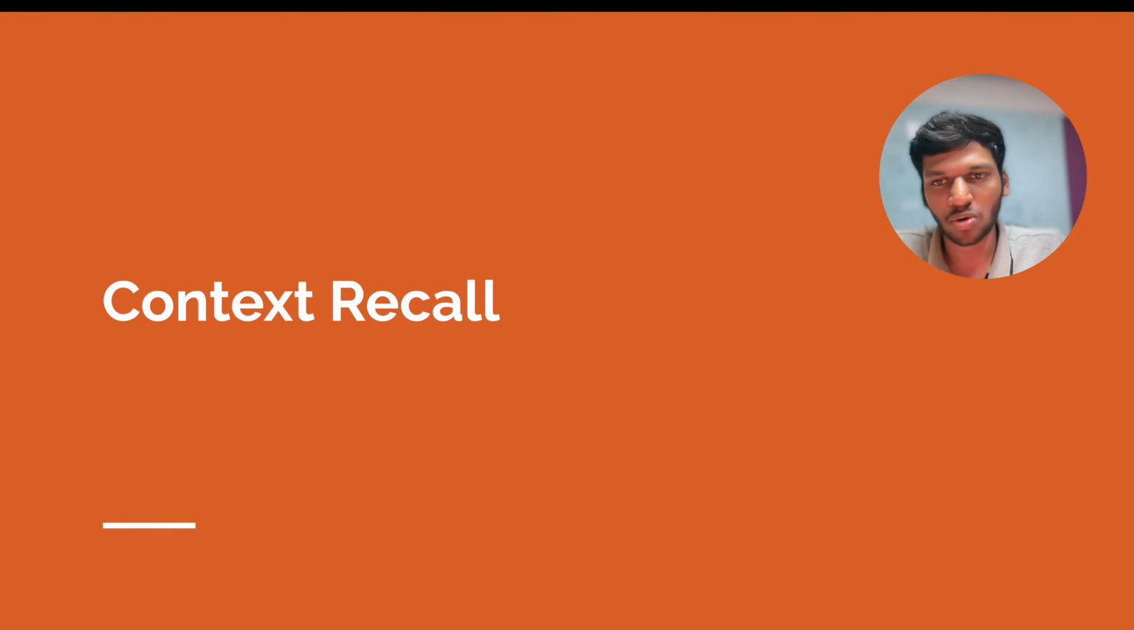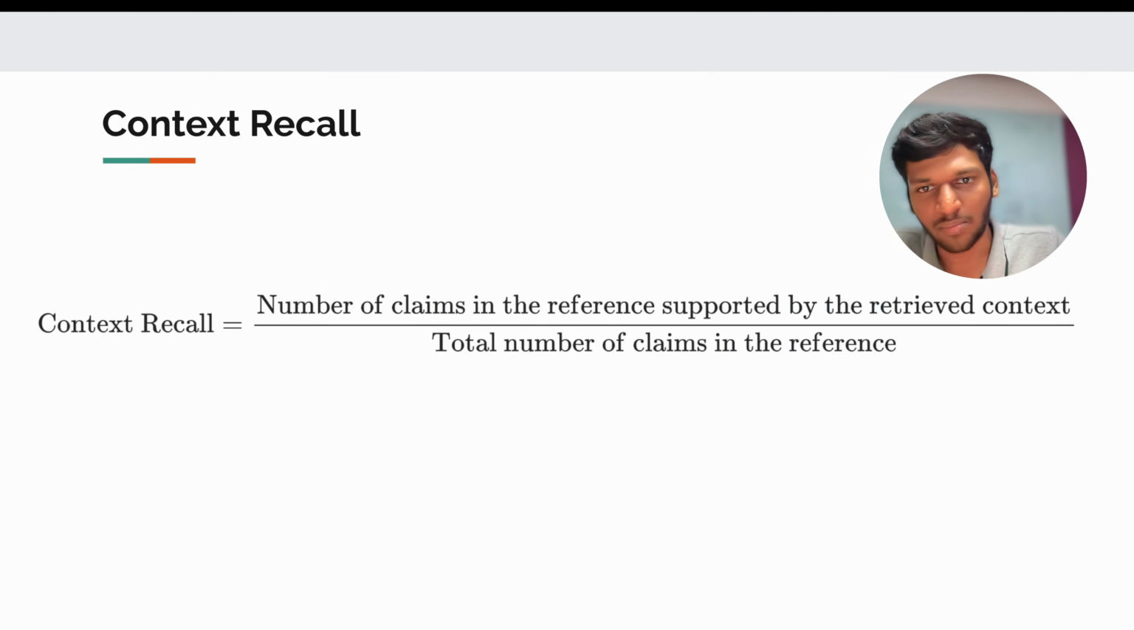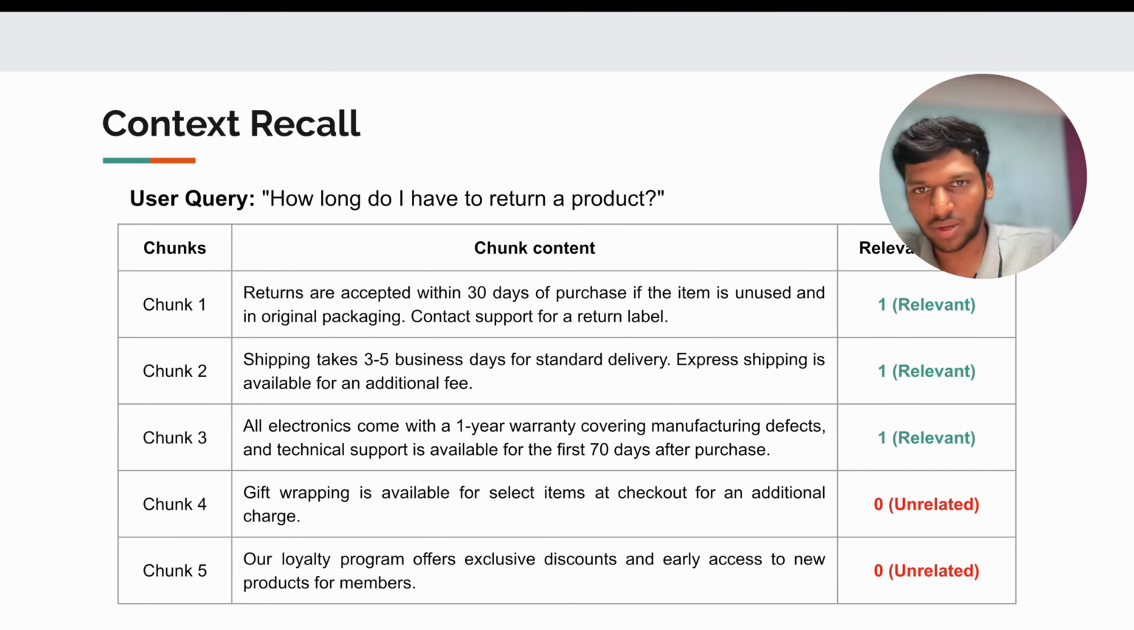Next, we can go to context recall. Context recall is the number of claims in the reference supported by the retrieved context divided by the total number of claims in the reference. Let's not break this down in English and try to understand. Let's go into the example and understand. User query, same query: how long do I have to return a product? Same example. We have 3 relevant chunks, 2 irrelevant chunks. Total 5 chunks were retrieved.